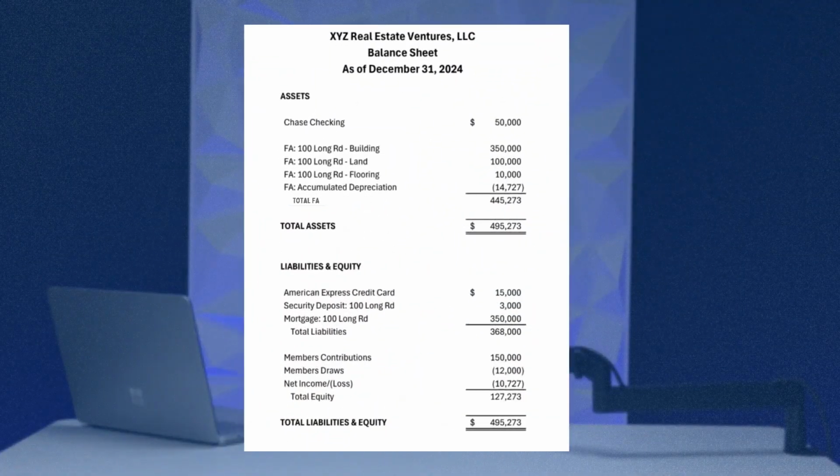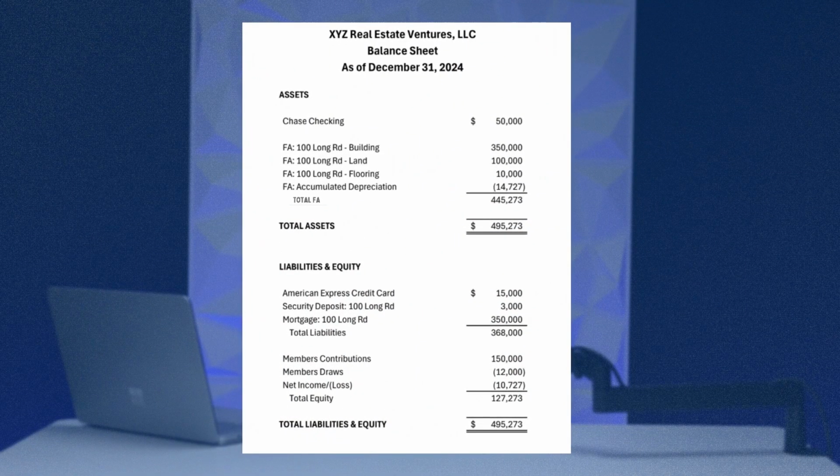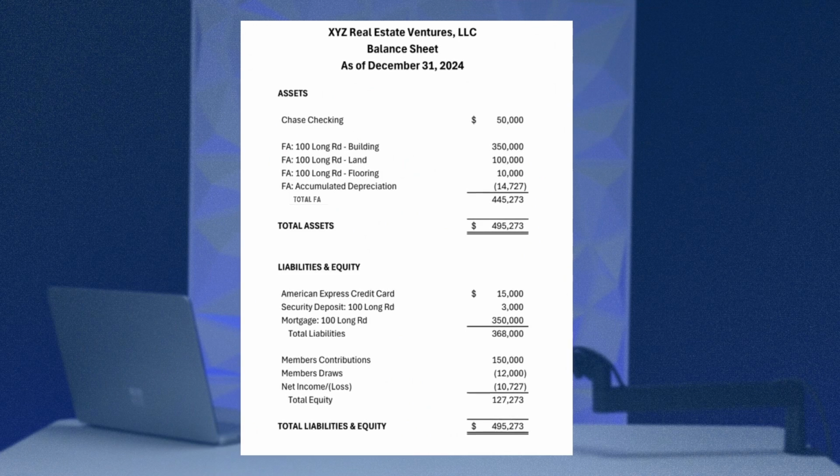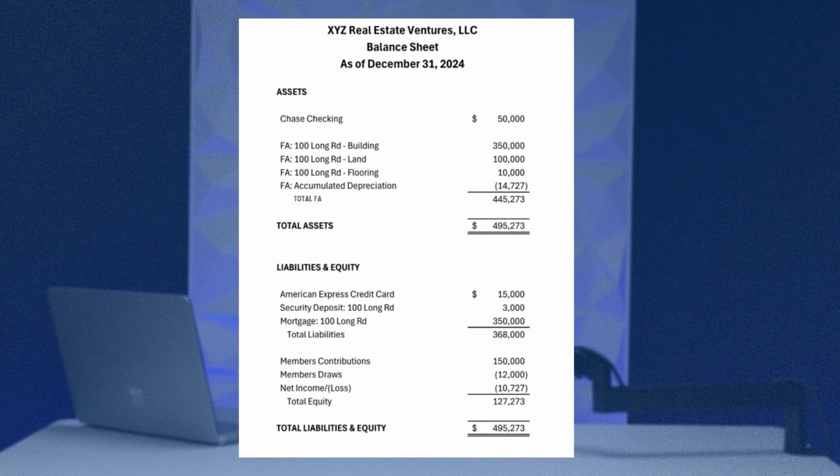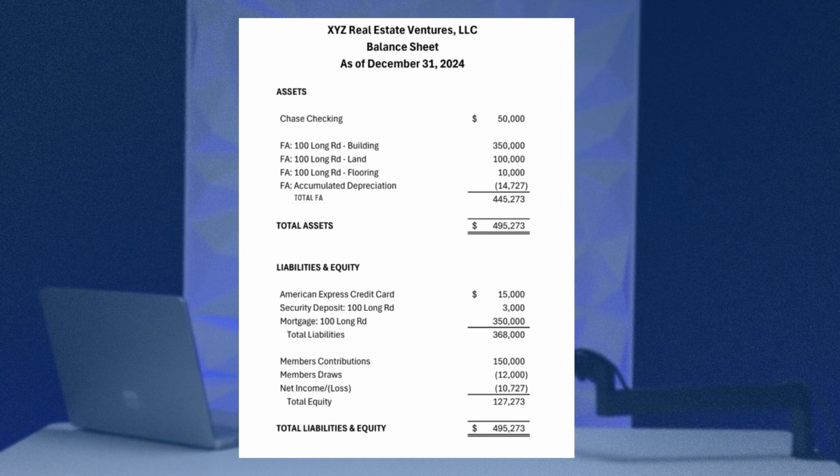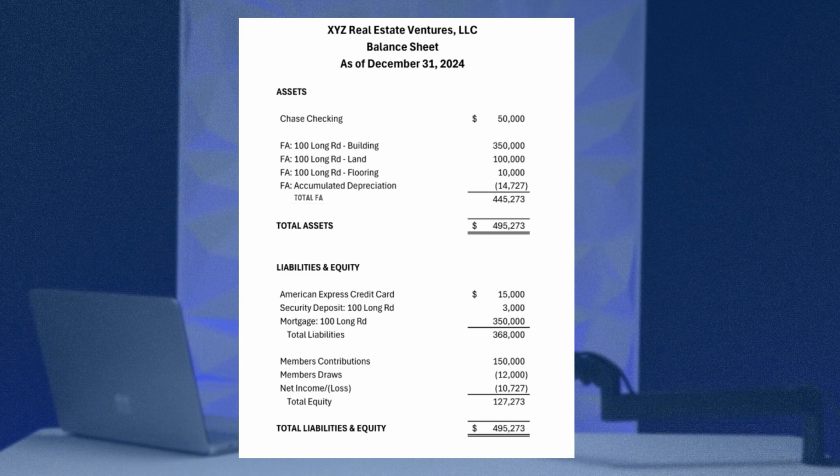All right, let's look at an example of what we're talking about right now. You purchased the property, we're calling it 100 Long Road, and this is how that would get set up. First, we've got your balance sheet, and we're going to set up the building and the land, and we're just going to assume in this example that you had to put in some flooring, a pretty easy example to follow.